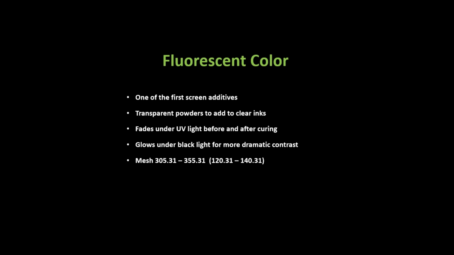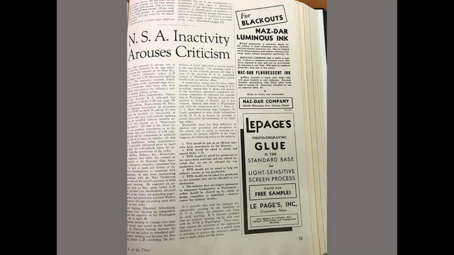Fluorescent color is one of the first screen additives that came about after using metallics, and they're generally transparent powders that are added to the clear inks. They are sensitive to UV light. They will fade quickly outdoors. They do glow under black light for more graphic and dramatic content, and they're used quite frequently to add to colors in order to give colors a certain pop about them.